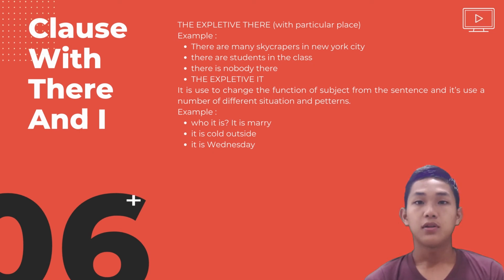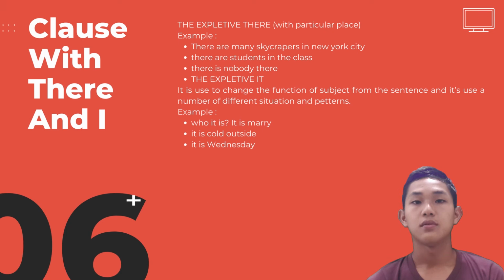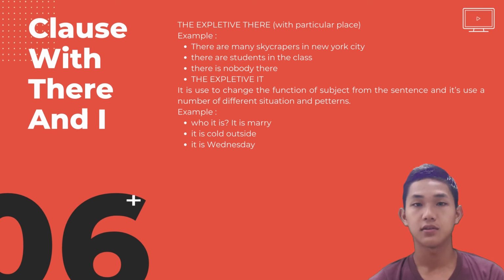The expletive it is used to change the function of the subject in the sentence, and it's used in a number of different situations and patterns. Example: 1. It is Mary. 2. It is cold outside. 3. It is Wednesday.